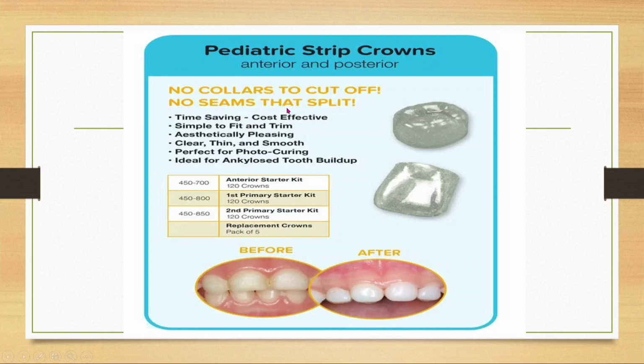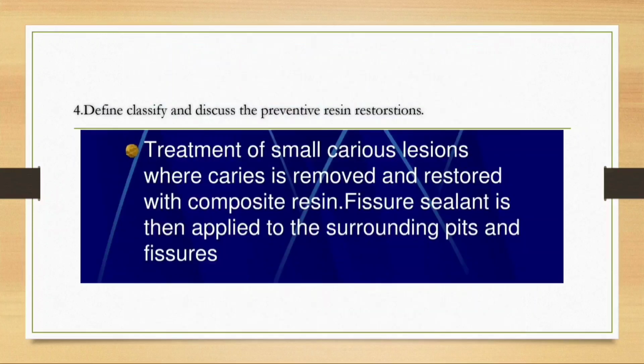There are no collars to cut off and no seams that split. It is very time saving, cost effective, simple to fit and trim, aesthetically very pleasing, clear, thin and smooth, which is perfect for photo curing. There are anterior starter kit, primary starter kit and second primary starter kit, all available in the market. We just have to put it on the existing tooth so it looks very natural, and it's a very easy job for the pediatric dentist.